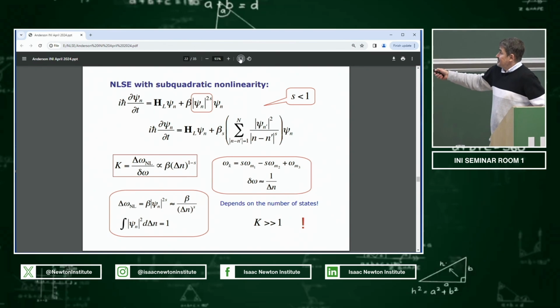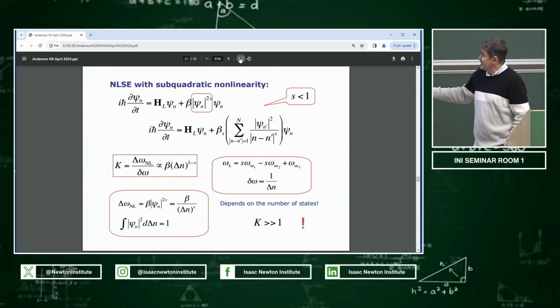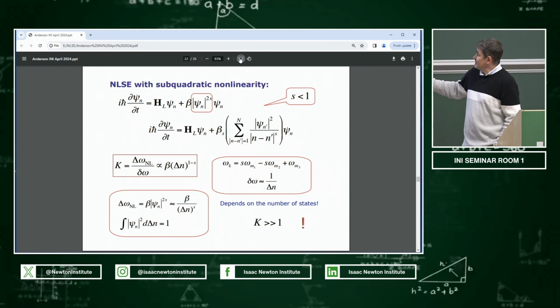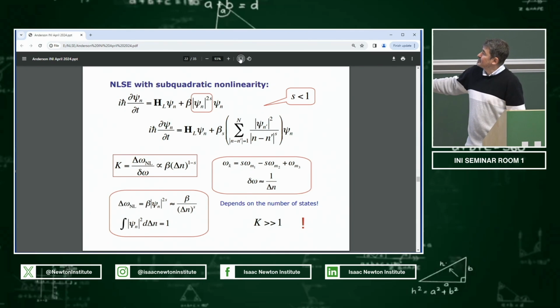Why are we interested in this problem? Just look at the Cherenkov parameter. There is new physics coming with s smaller than 1. This physics says that the Cherenkov parameter starts to depend on the number of states. It goes with the power 1 minus s. As soon as s is 1, the Cherenkov parameter is just beta.